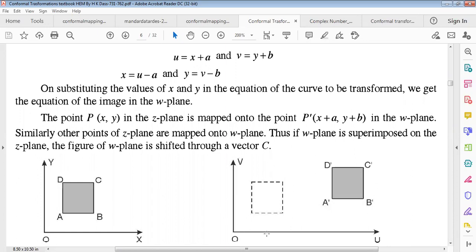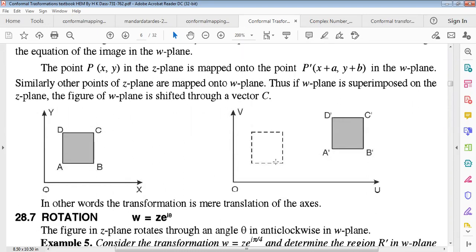Remember, this is the w plane, with real axis u and imaginary axis v, and this is the z plane, with real axis x and imaginary axis y. Similarly, other points in the z plane are mapped onto the w plane. Thus, if the w plane is superimposed on the z plane, the figure of the w plane is shifted through the vector c. Here the original shape ABCD is transformed to A dash, B dash, C dash, and D dash. In other words, translation is a mere shift of the axes.